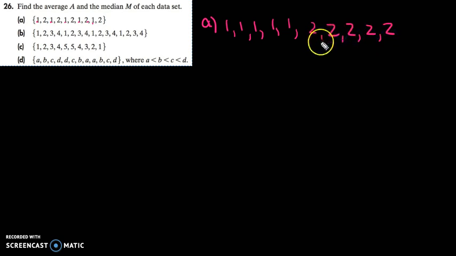So when it comes to find the median, I go, okay, well, there's 10 numbers, and there's 5 on this side, 5 on this side. So the median falls halfway in between here and here. So it looks like my median is 1.5.